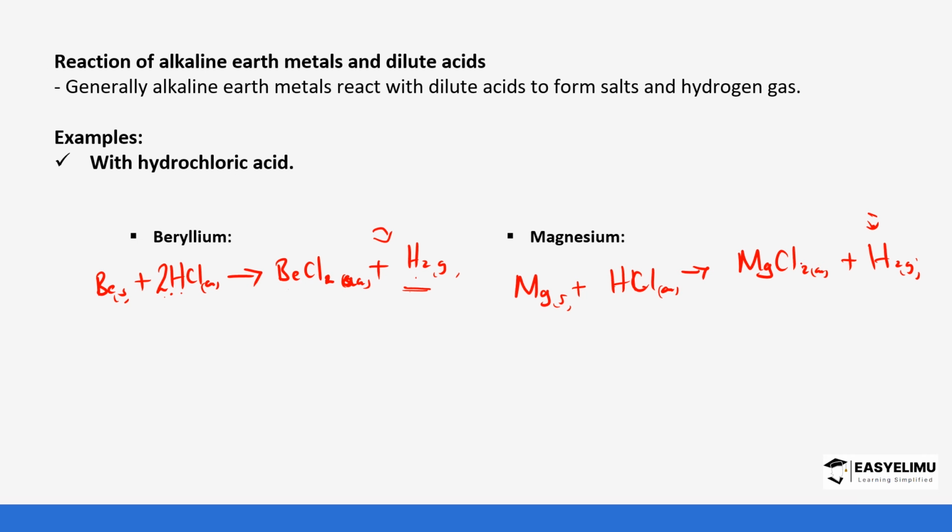So if you balance this equation, it's going to be still the same with beryllium. Just put 2 in front of hydrochloric acid. And then we go to calcium. If you react calcium with hydrochloric acid, it's going to be calcium solid plus hydrochloric acid to form calcium chloride and hydrogen gas. So the balancing is still the same.